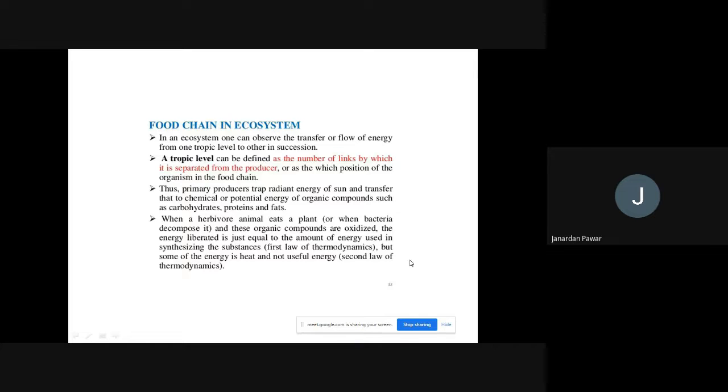We just transfer energy from one form to another form, and this is the law of energy. So here also the same thing has happened. According to this, the food chain is created in the ecosystem. So this is the basic information for the food chain.